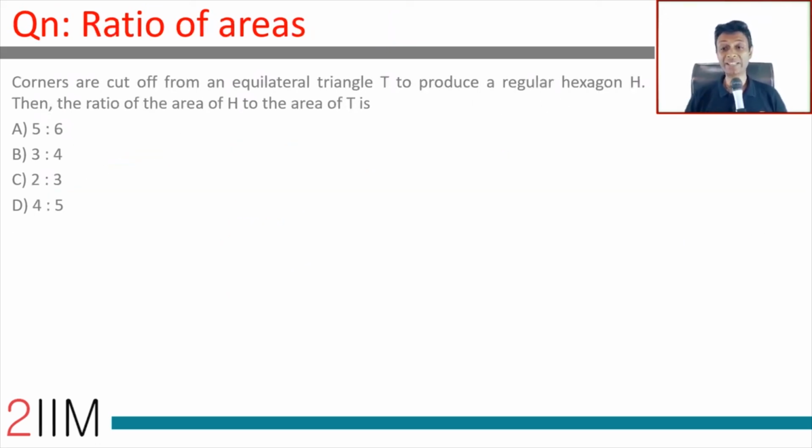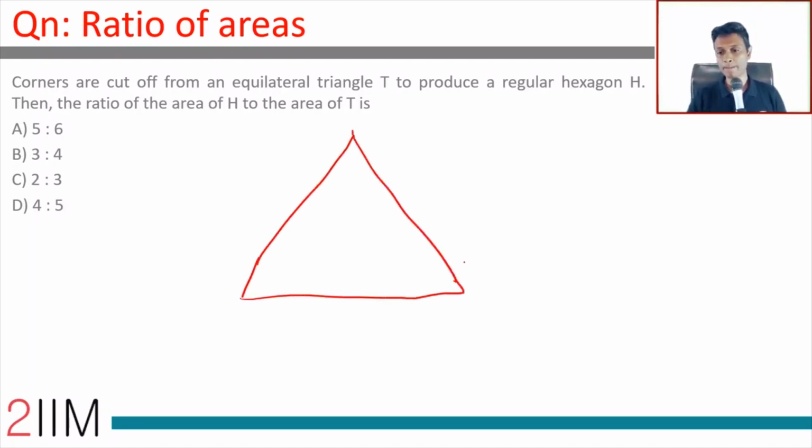Corners are cut off from an equilateral triangle T to produce a regular hexagon H. That means you're cutting off this corner, this corner, this corner. This is 120 degrees, should be 60, 60. This will also be an equilateral triangle. This will be an equilateral triangle. This will be an equilateral triangle. The regular hexagon, all these are equal. Then equilateral triangles, so these two are equal. These two are equal. These two are equal.